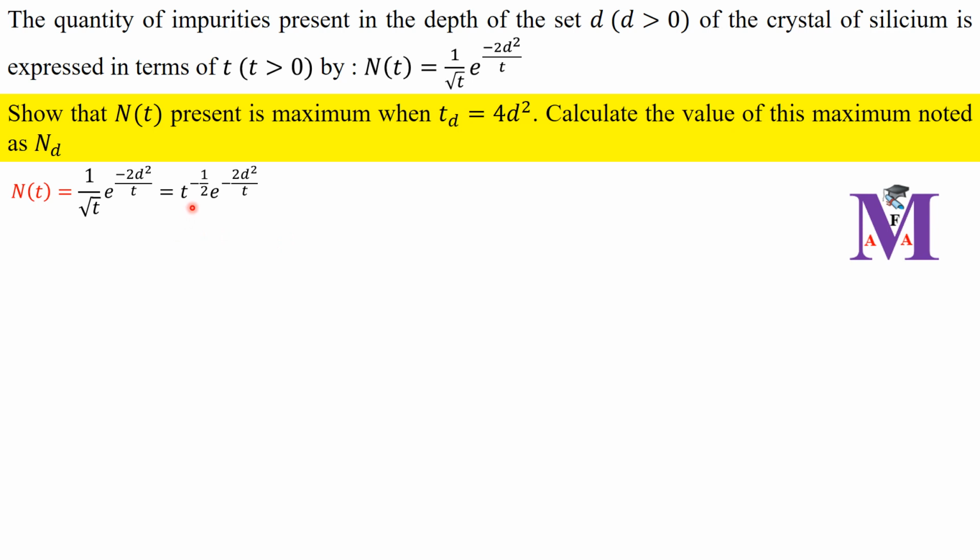So with that, we write 1 over the square root of t as t raised to the power negative half. So it means our n of t is equal to t raised to the power negative half, e raised to the power negative 2d squared divided by t. Now we launch the derivative.